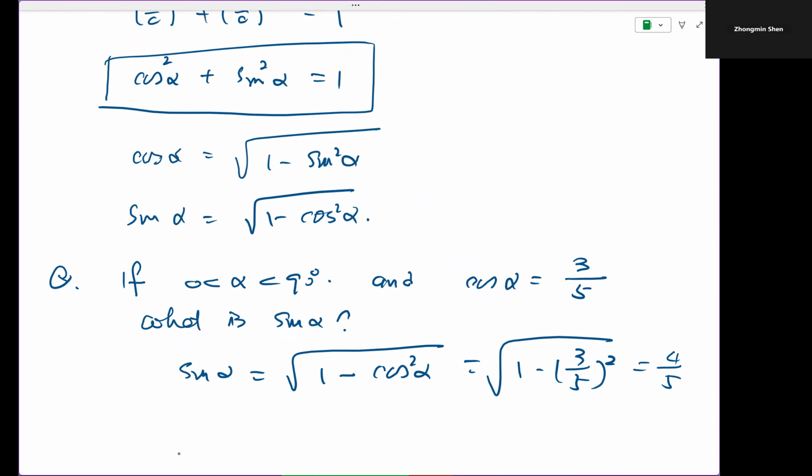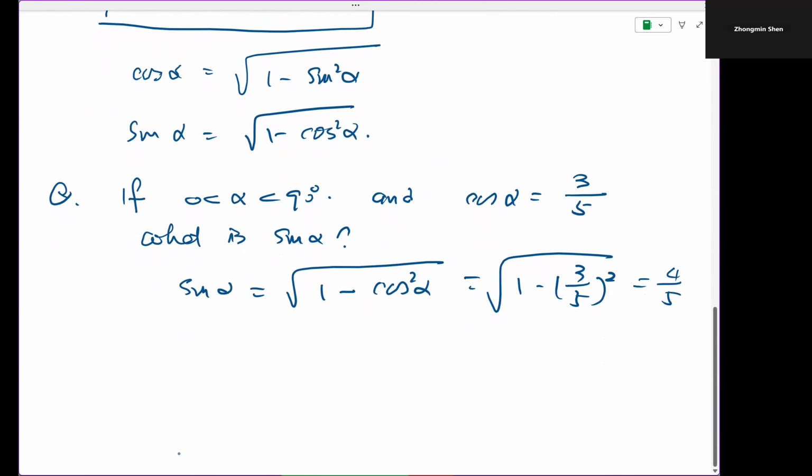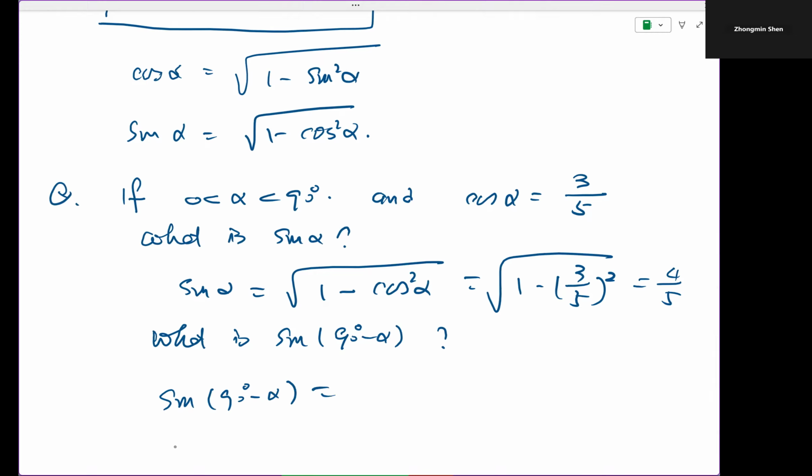So we continue to write more formulas. Now if I ask you to find sine of 90 degrees minus alpha, you have to use another formula, because sine of 90 degrees minus alpha is cosine alpha. Since you already know cosine alpha, it's 3 over 5.